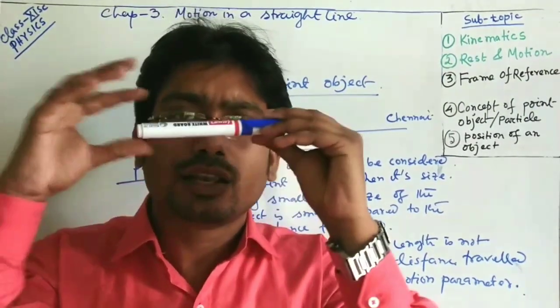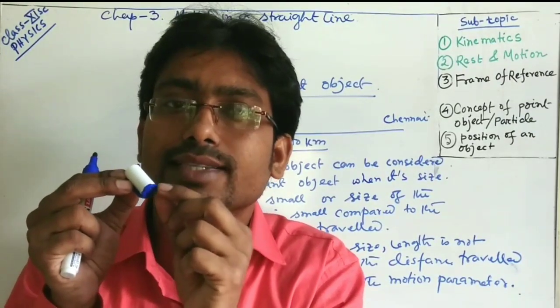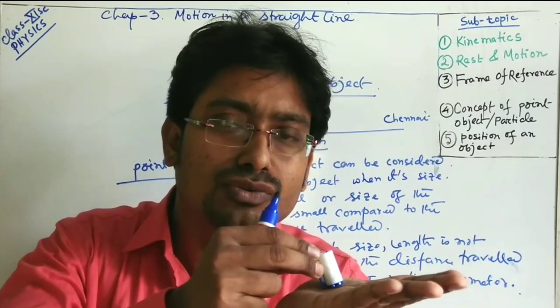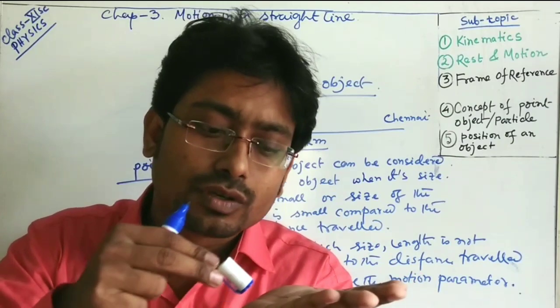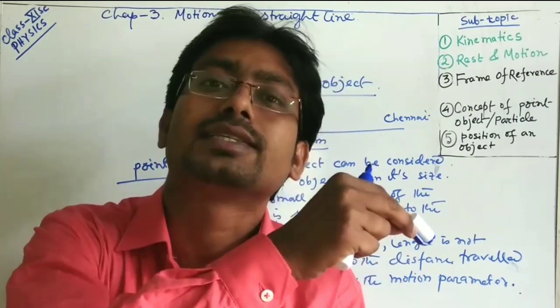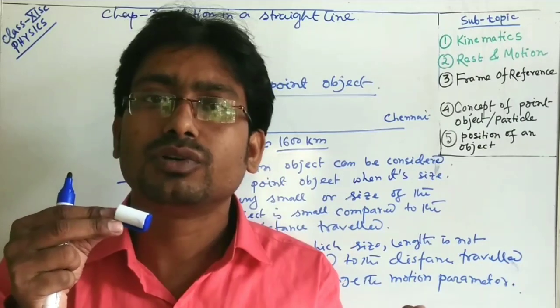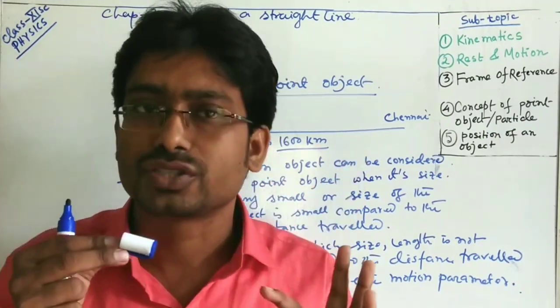So instead of taking a big ball, take a small grain of rice. If it comes and falls on the ground, it will not change direction. It will fall on the ground and move in the same direction, because it is so small that it will not give any torque on the ground, and that's why the direction of this point body will not be changed.